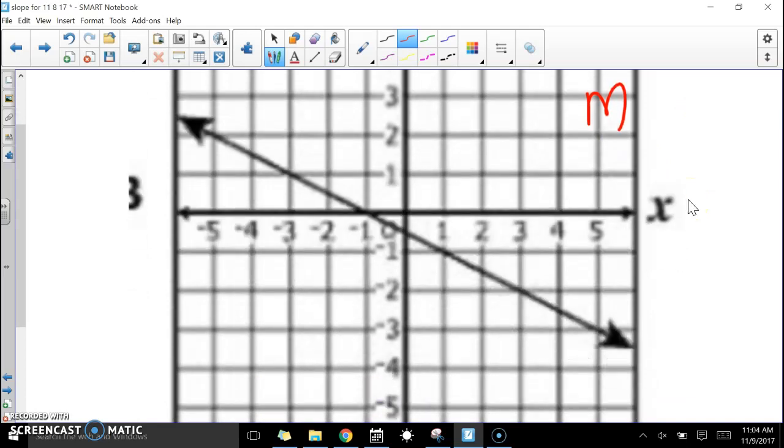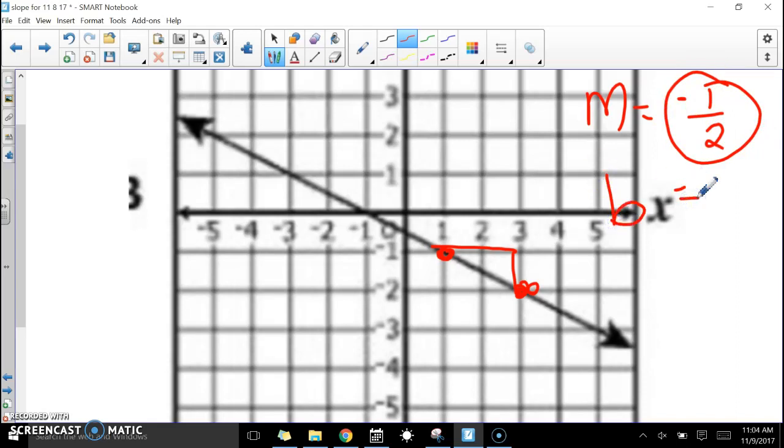All right, so let's look at m. So I can put a point here, and I can put a point here. I rise 1, and I go over 2. This is a negative slope, so it's negative 1/2. That can't reduce. And my y-intercept is between 0 and negative 1. So my y-intercept is right here. My y-intercept is going to be negative 1/2. Okay? In this case, my slope and my y-intercept were the same.